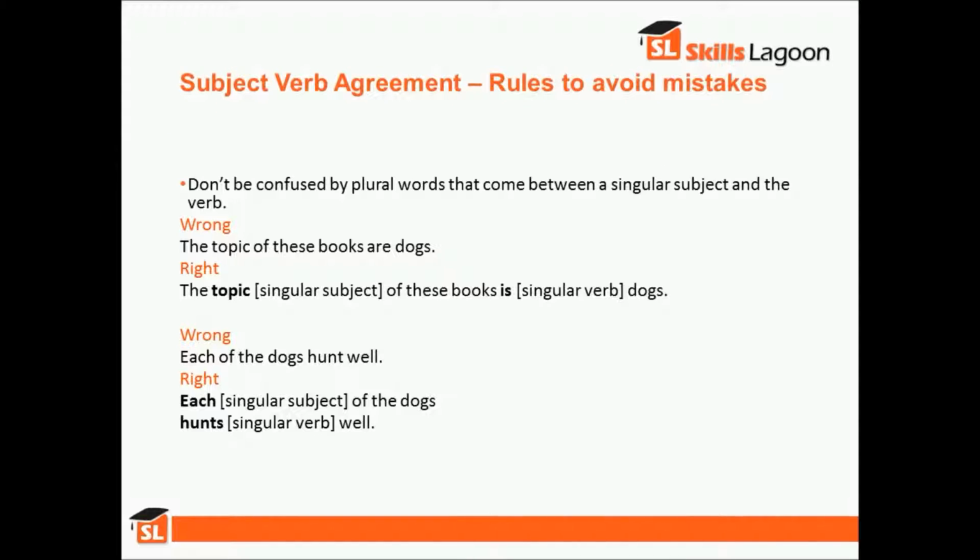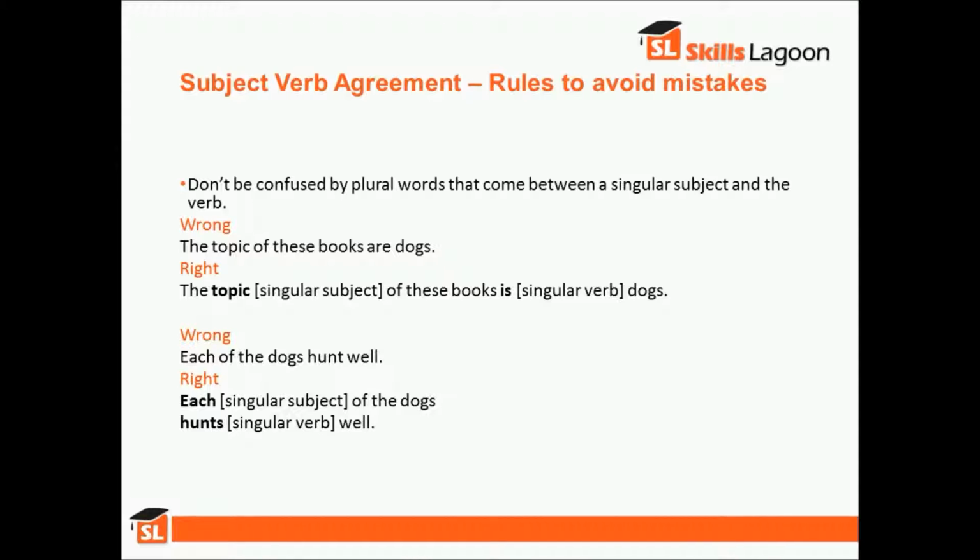Don't be confused by plural words that come between a singular subject and the verb. Now this is especially when you are making complex sentences. It may happen that the subject is far away from the verb, and in between there are phrases, maybe noun phrases, which are plural. They don't have any bearing on the verb. Only the subject, which is related to the verb, decides whether the verb will be singular or plural.